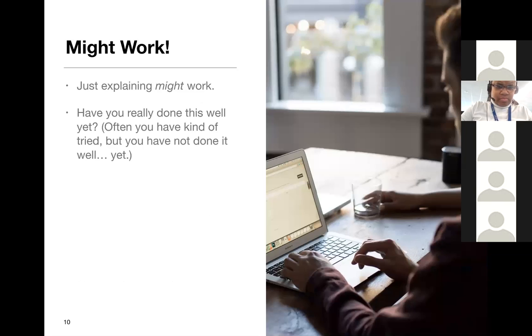So just explaining might work. The reason it might work is we haven't done it very well before. We may have done it, but we haven't done it very well. So I think it's worth a try.